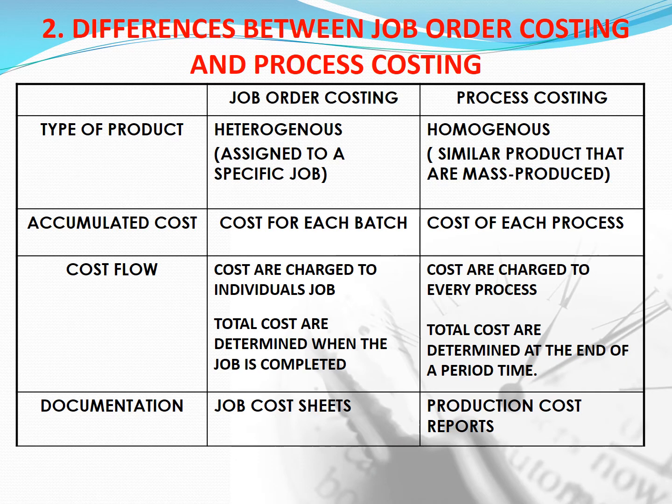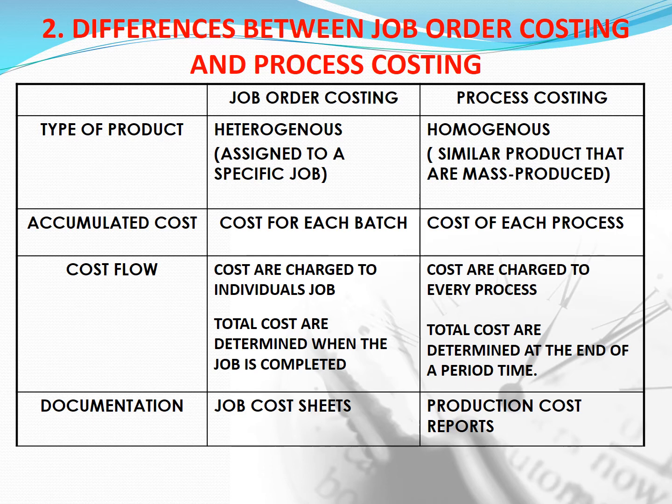Differences between job order costing and process costing. Job order costing, process costing. Type of product: heterogeneous, assigned to a specific job; homogeneous, similar products that are mass-produced. Accumulated cost: cost for each batch; cost of each process. Cost flow: costs are charged to individual jobs.